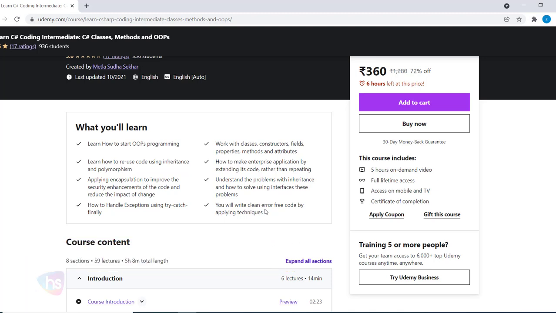A very simple example: inheritance is a parent-child model, where the parent's properties are inherited by the child. So all these real types of examples will be covered in this programming language.